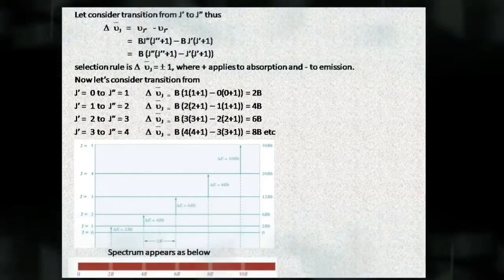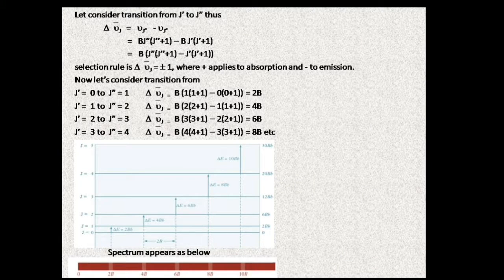Now let us consider a transition from j dash to j double dash. So delta nu bar j is written as nu j double dash minus nu j dash. Now you know nu j is equal to B into j into j plus 1. So for j double dash, you may write B into j double dash into j double dash plus 1 and nu j dash as B into j dash into j dash plus 1. So put these values and take out B common. So you get the relation delta nu bar j is equal to B into j double dash into j double dash plus 1 minus j dash into j dash plus 1.